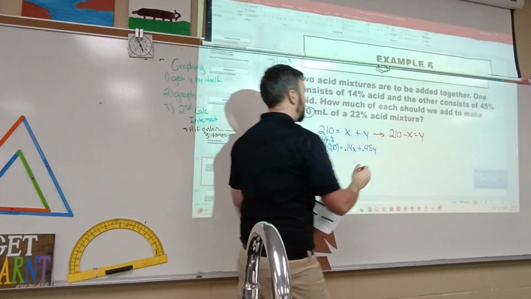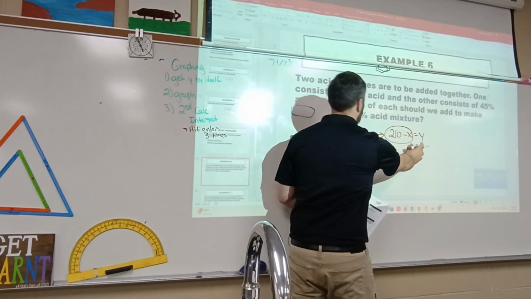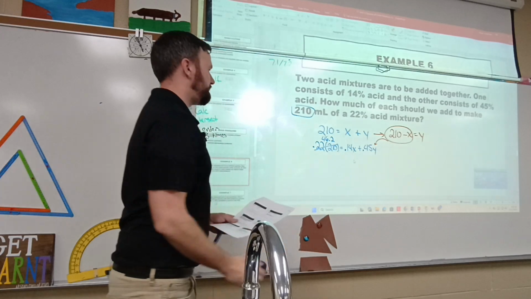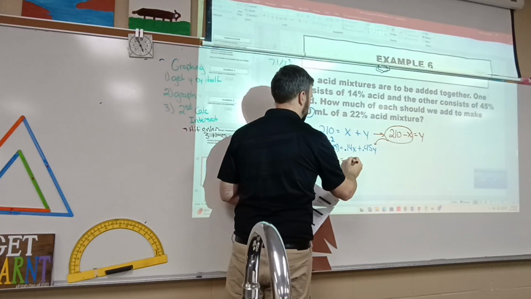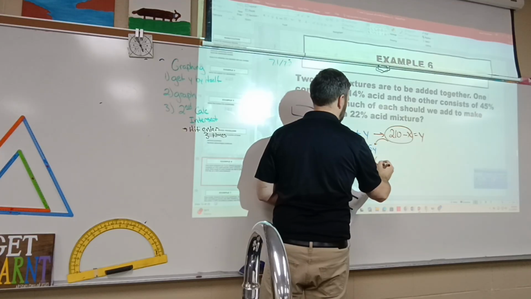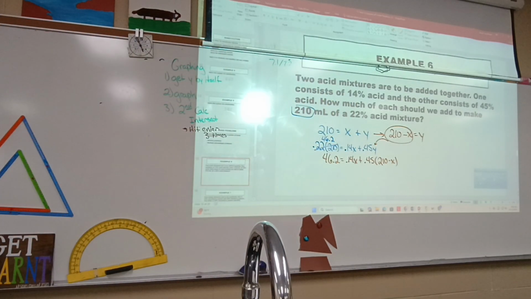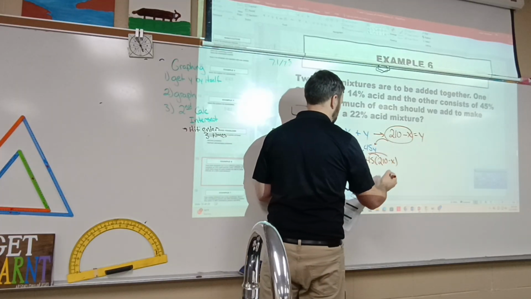All right. Now that I have Y by itself, that I forced it to be by itself, I can plug this in for Y, right? And solve. So I have 46.2 equals 0.14x plus 0.45 times 210 minus x. Okay. And now that looks messy, but it's just distribute and solve.